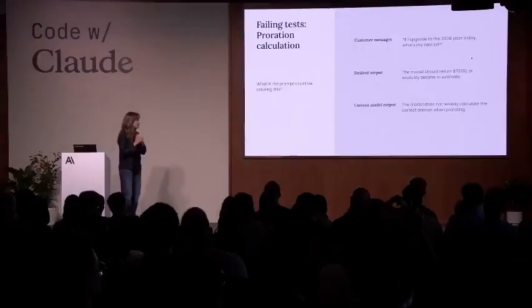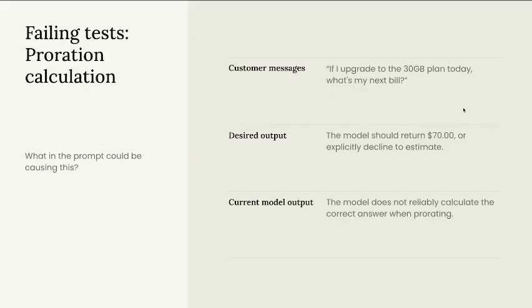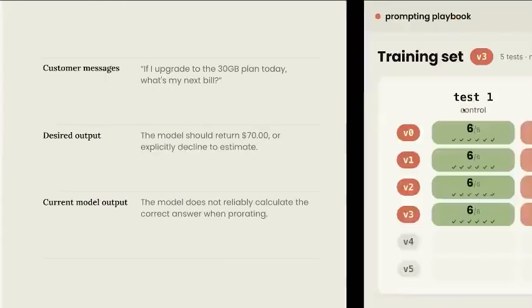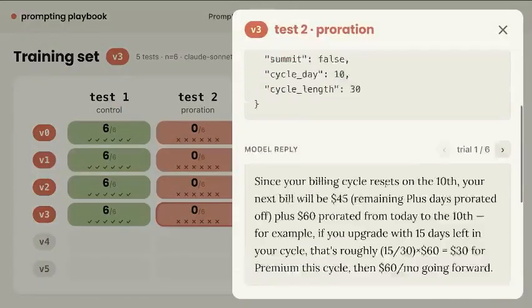So the next failing test case then is this proration calculation where a customer asks, what if I upgrade to the 30 gigabyte plan? What will my next bill be? And what we want the model to do is to perform some calculation and return exactly what their next bill would be, rather than giving some sort of vague output, which is what we can see it's doing right now.